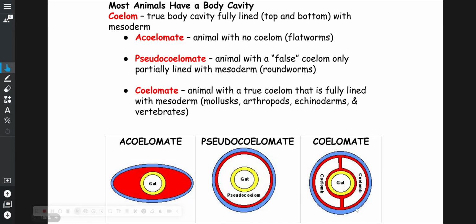And then everything else that's more complicated than that, mollusks, arthropods, echinoderms, and vertebrates, have a true coelom. They are coelomates. So they have the space here around their gut, and you can see that it's lined on both sides by tissue. So it's a true coelom. So flatworms would be like this picture, roundworms would be like this picture, and then everything else more complicated, like segmented worms, arthropods, mollusks, are all like this picture. And remember, we don't see cnidarians here because they are not like tubes. They only have one opening, and sponges have no tissues. So acoelomate, pseudocoelomate, and coelomate.